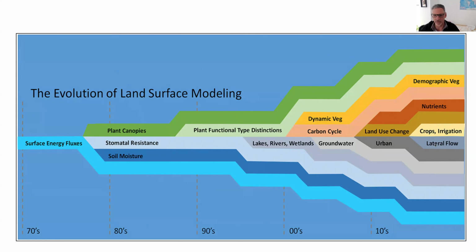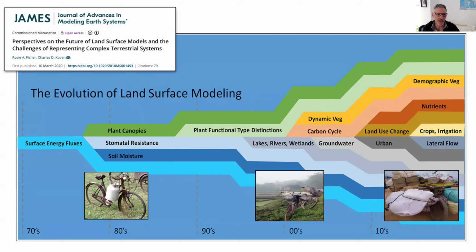And as we evolved across the years, we went from, I like this analogy Will Weeder came up with originally, relatively simple models that we could understand completely, to bicycles that are weighed down by a bit more things, to now quite complex, comprehensive models, to the point where there probably is no person in the world who fully understands everything that's going on in the current generation land models.